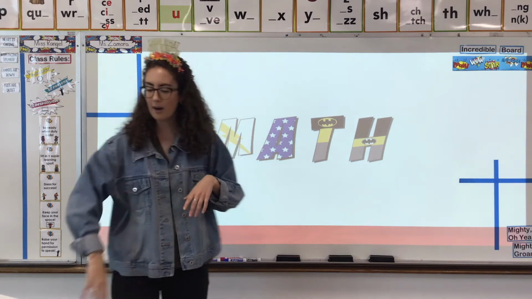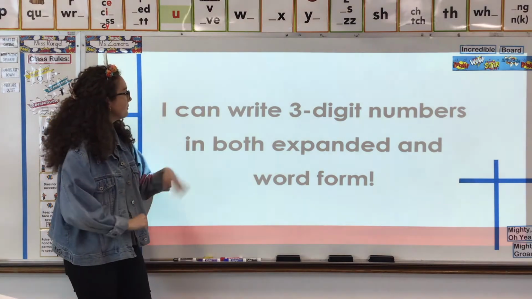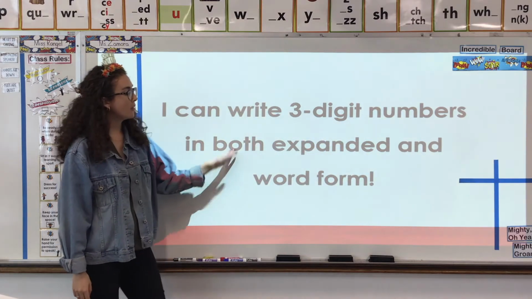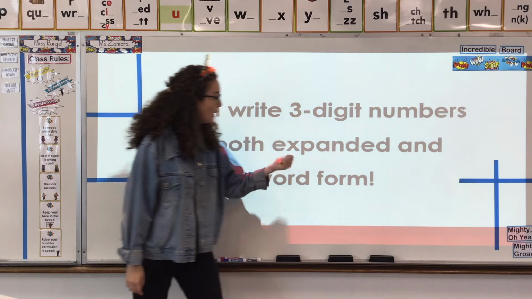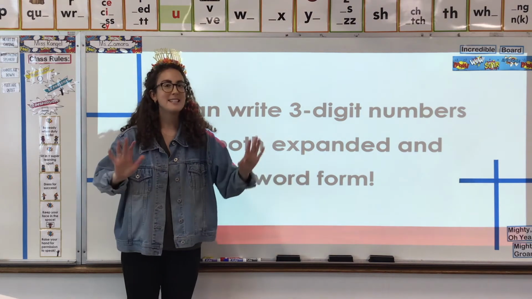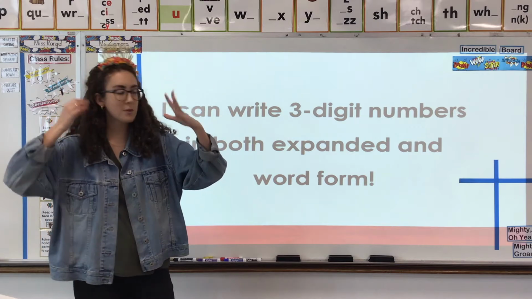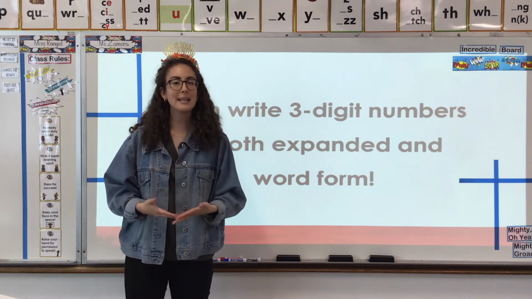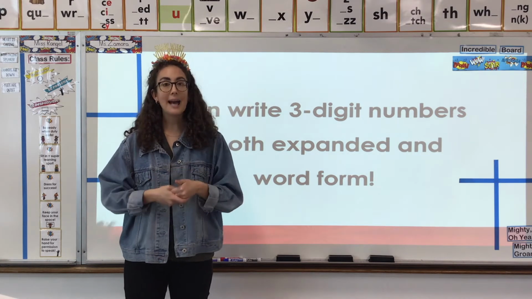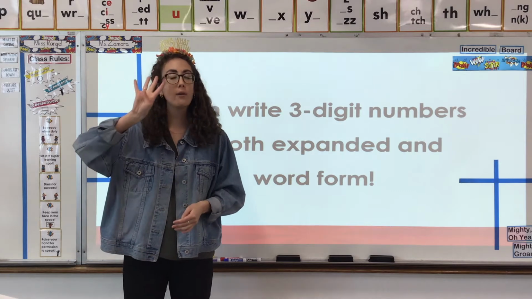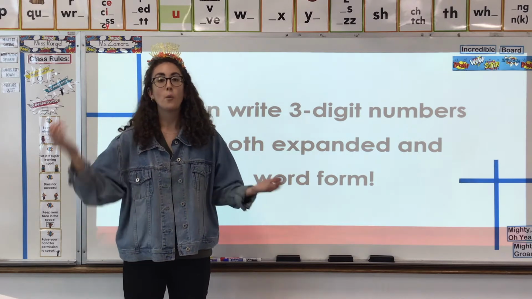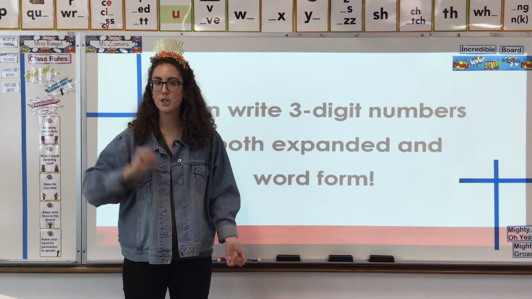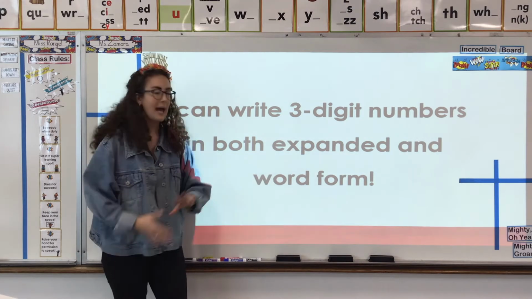So let's check out our learning target. It says, I can write 3-digit numbers in both expanded and word form. If you bring yourself back to last week, we were talking about forms, different and new ways we can express 3-digit numbers. Last week, we talked about there being 4 forms we are going to work on. We learned about 2 last week, and today we're going to be introduced to our next 2. They are called expanded and word form.